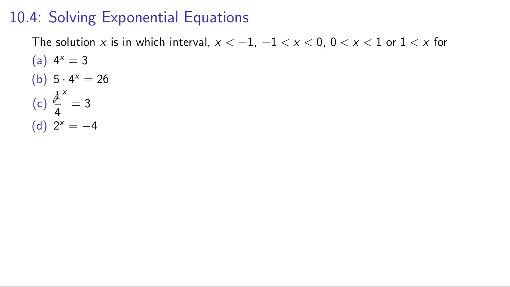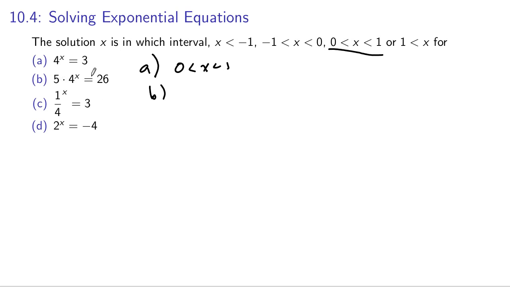The solution x is in which interval? Less than -1, between -1 and 0, between 0 and 1, or greater than 1, for the following equations. So A, we have growth. We started with 1 thing. So when will we have 3 things? Well, when we have 1 unit x of growth, we'll have 4 times more. So after 1, we'll have 4, which is more than 3. So when x is 0, we have 1. When x is 1, we have 4. So x is between 0 and 1.